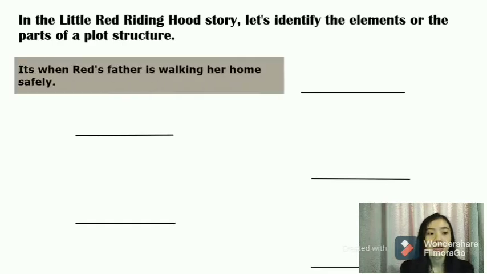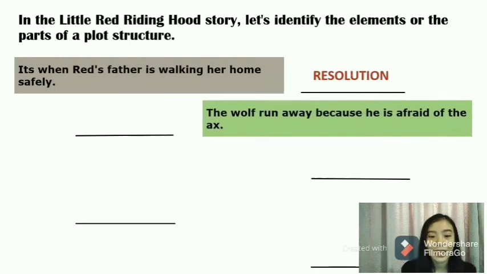Let's identify the elements or the parts of the plot structure in the story Little Red Riding Hood. It is when Red's father is walking her home safely. So what do you think is the part of the plot where Red's father is walking her home safely? Very good, Justin. It's the resolution. How about this one? The wolf ran away because he is afraid of the axe. Okay, good job, Samantha. It's the falling action.